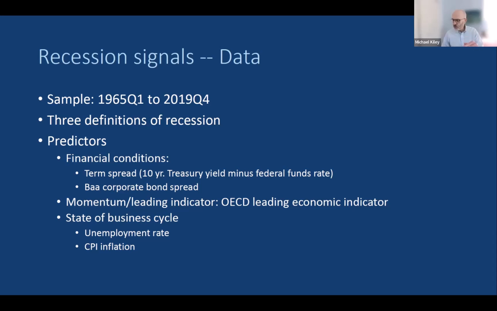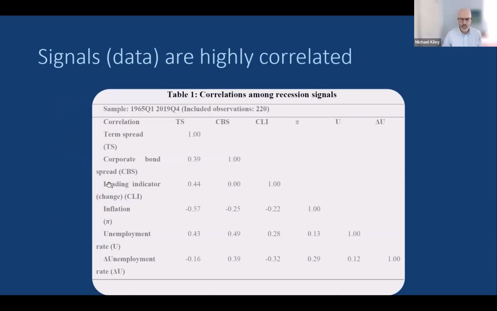And to think about the usefulness of that indicator, those sets of indicators, which are very common in the literature, relative to the other indicators, including financial conditions, but importantly, including my third group of indicators, which is less explored in the literature. And that is the state of the business cycle, where I'm going to use the level of the unemployment rate and the level of CPI inflation over the previous year. So that's my data. Those are my definitions of recessions.